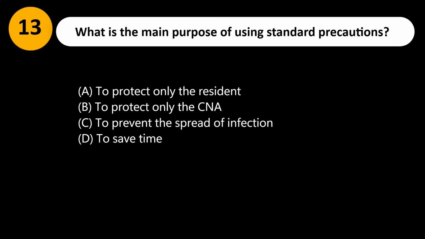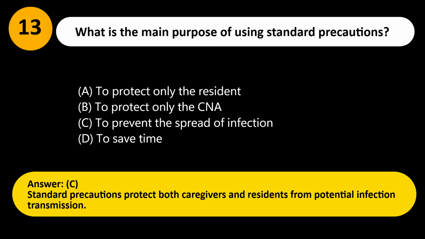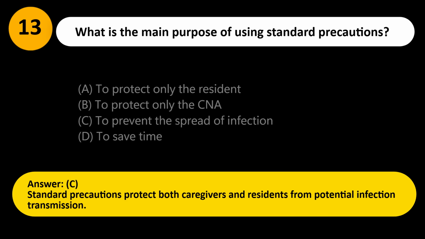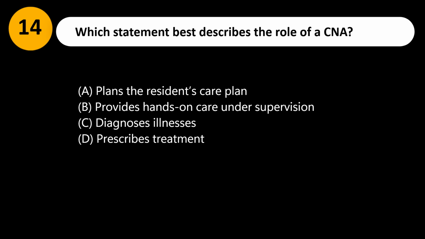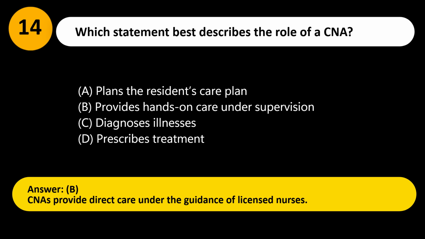D. To save time. Answer, C. Standard precautions protect both caregivers and residents from potential infection transmission. Which statement best describes the role of a CNA? A. Plans the resident's care plan. B. Provides hands-on care under supervision. C. Diagnoses illnesses. D. Prescribes treatment. Answer, B. CNAs provide direct care under the guidance of licensed nurses.